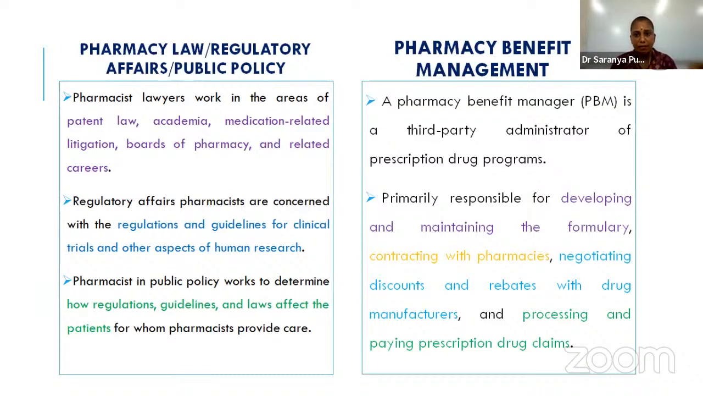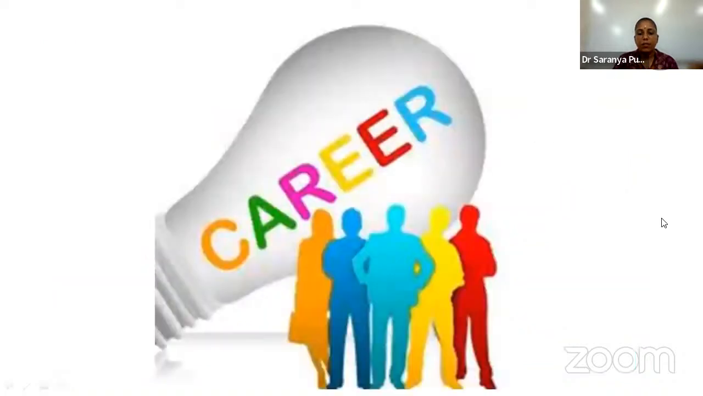Next is pharmacy benefit management. A pharmacy benefit manager is a third-party administrator of prescription drug programs. He is primarily responsible for developing and maintaining the formulary, contracting the pharmacies, negotiating discounts and rebates with drug manufacturers, and processing and paying prescription drug claims. All these are the roles of the pharmacy benefit management. So those are a few global career options discussed.